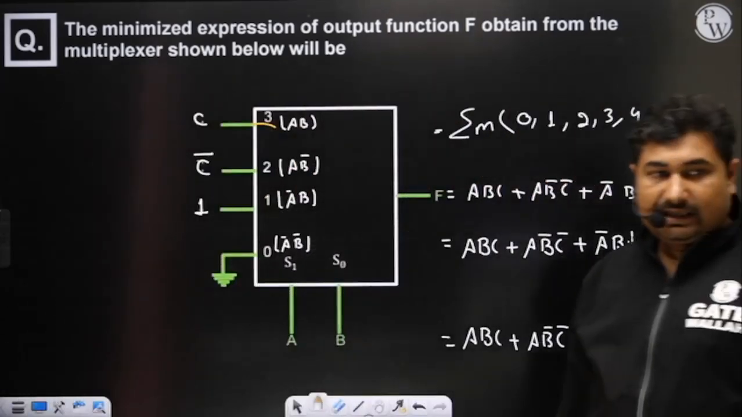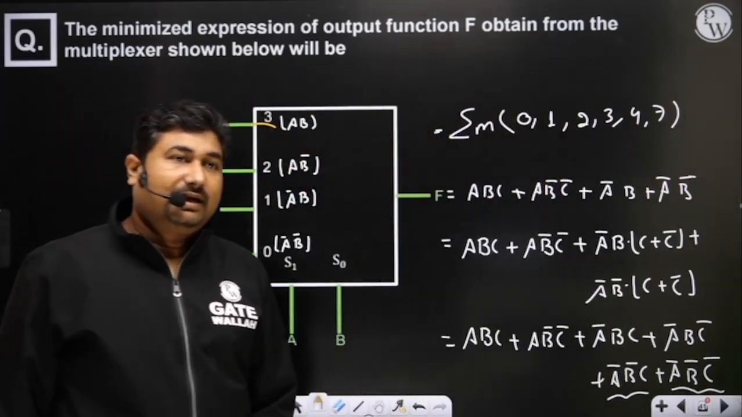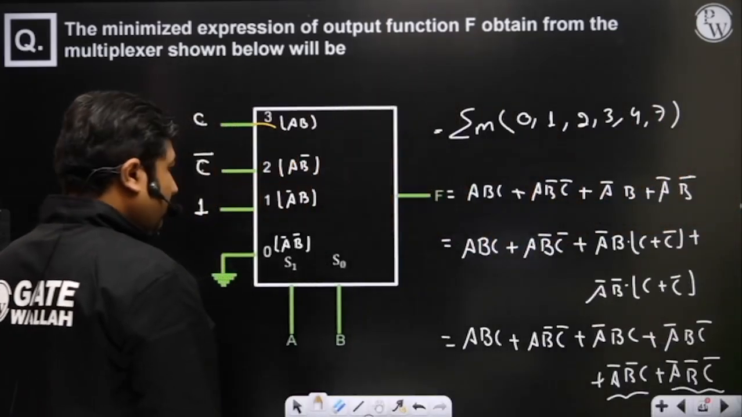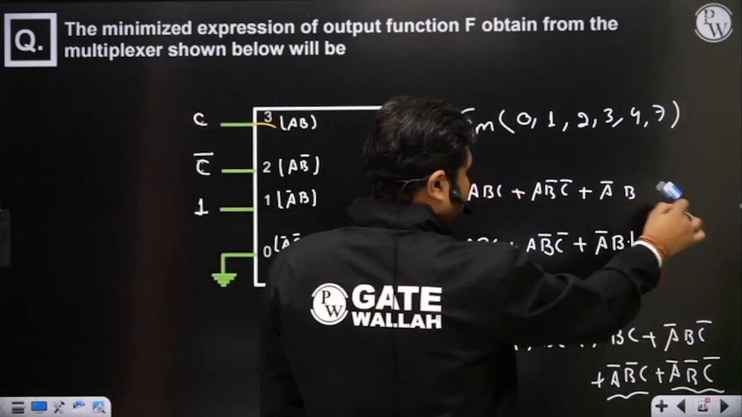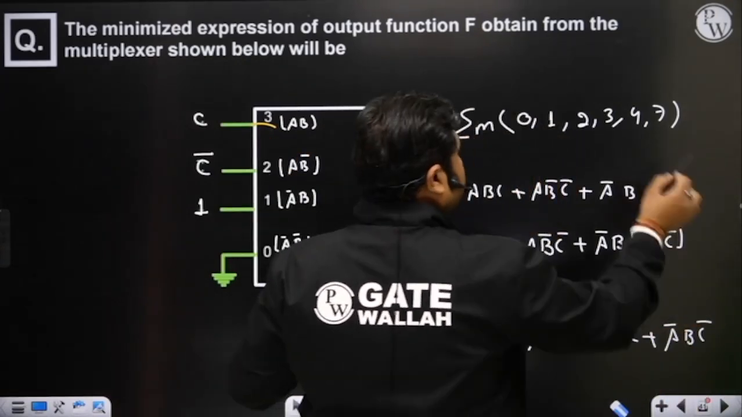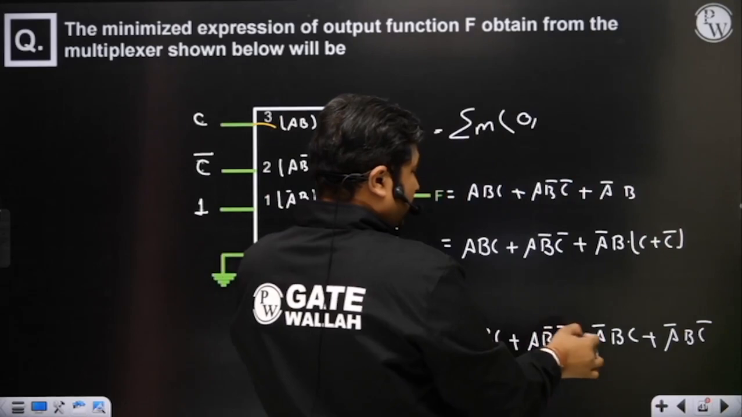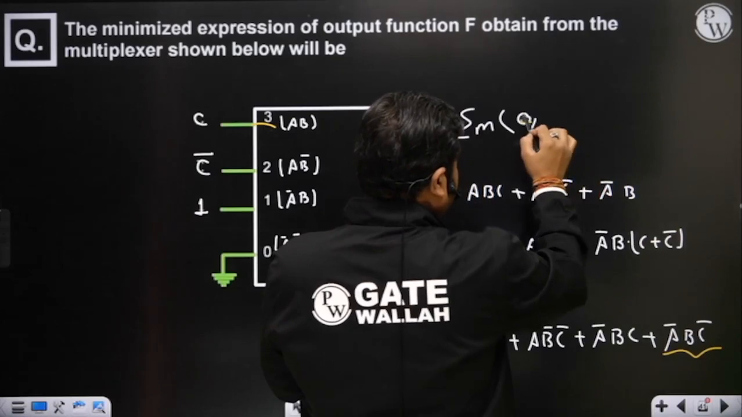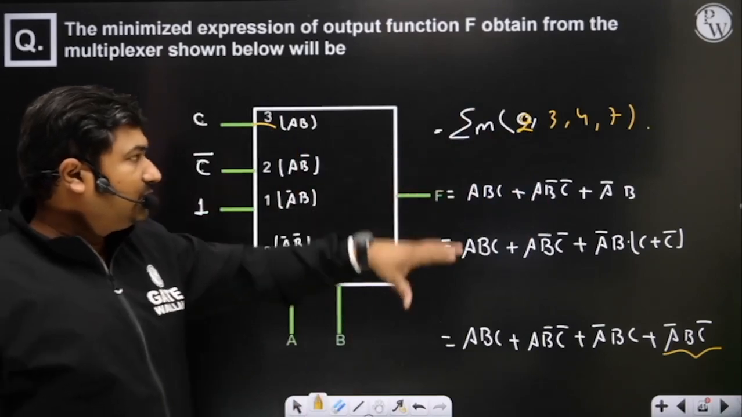Now Dhruv, please tell me, are you able to understand this question properly? A bar B bar will be multiplied by 0, sir. Yes, A bar B bar will be multiplied by 0. I think previously I did this, okay? This time I made a mistake here. So A bar B bar multiplied by 0 will be 0. Let me correct it. So this will be 2, 3, 4, 7. Previously, I think I represented the same function, 2, 3, 4, 7.